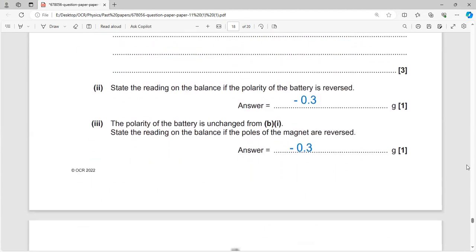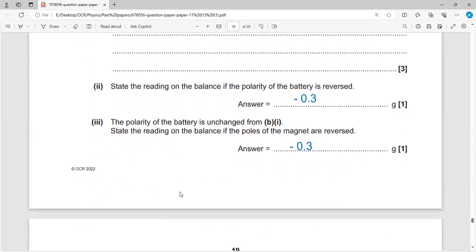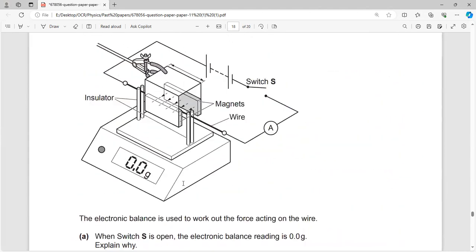Now, the next question is to state the reading on the balance if the polarity of the battery is reversed. For example, the positive end is connected to the negative, and the negative end is connected to the positive.